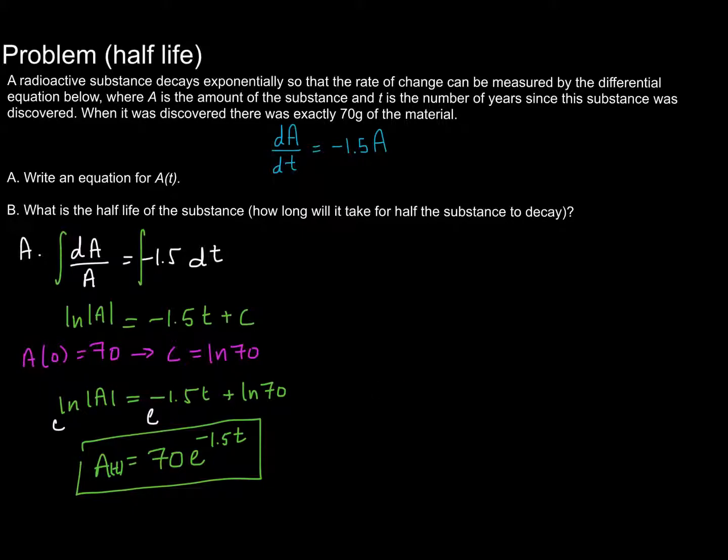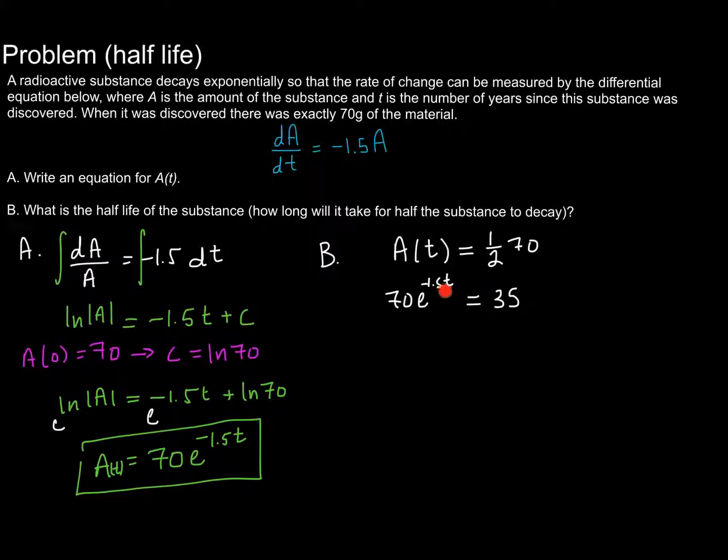Alright, not too tricky of a question here. We want to know the time it will take for half the substance to decay. And if we start with 70, half of 70 is going to be 35. In other words, we'd like to know what t value will make A of t half of 70. So let's set up our equation. Doing so will leave me in a situation that looks very advantageous.